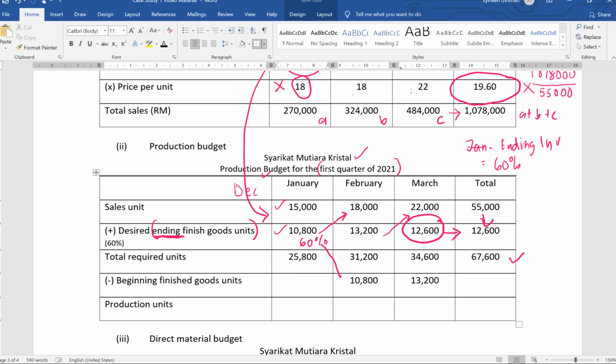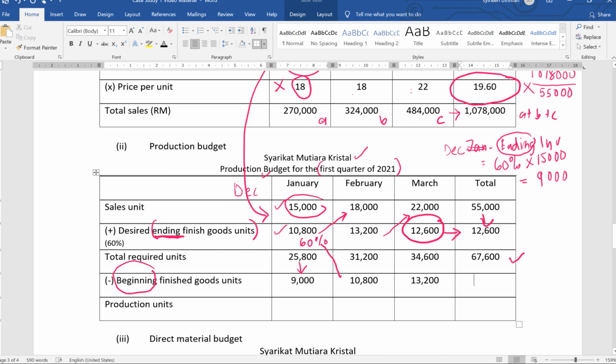Okay, so ending inventory untuk December, macam mana kita dapat? Ialah 60% daripada sales bulan January, which is 15,000. So dia akan jadi ending inventory untuk December. Okay, so ending inventory untuk December kalau awak kira ialah 9,000. So ending inventory December automatically akan jadi beginning inventory untuk January. Okay, so beginning inventory untuk January saya dekat sini will be 9,000.